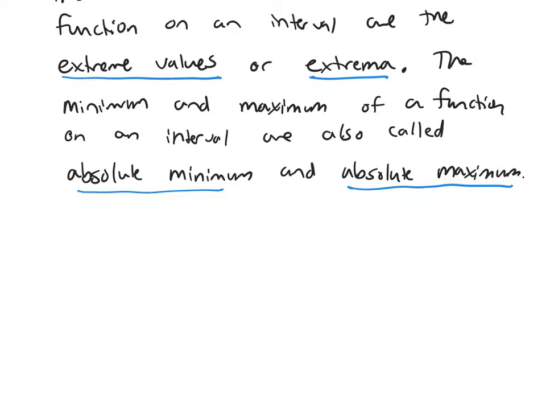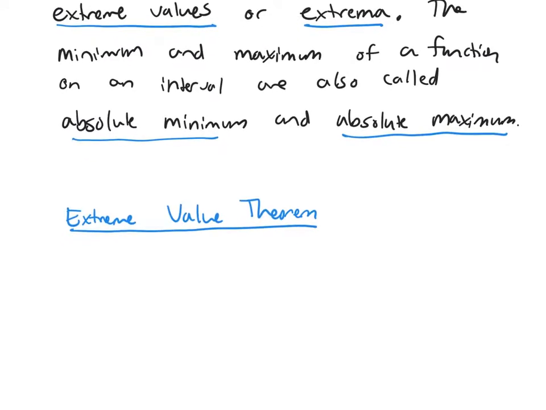So the next thing we're going to talk about is something called the extreme value theorem. I said earlier our goal was to find these minimum and maximum values for my function on an interval. But why do they even have to exist? Or do they exist? This extreme value theorem says yes, they exist, as long as I know that f is continuous.